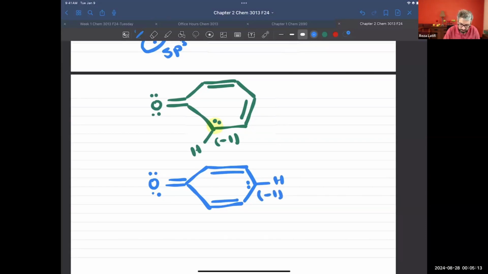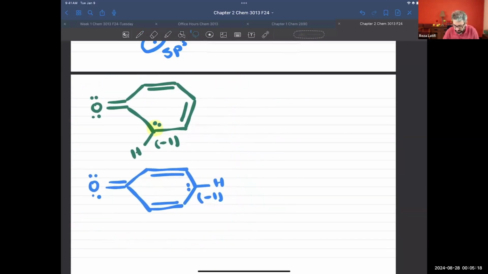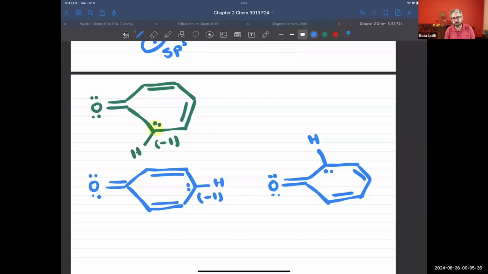And the last one. I can have oxygen with two lone pairs attached to carbon. Double bond here, double bond there, and a lone pair here. And remember, that carbon has one hydrogen there. So now this one is -1. What was the starting point? The starting point was this.